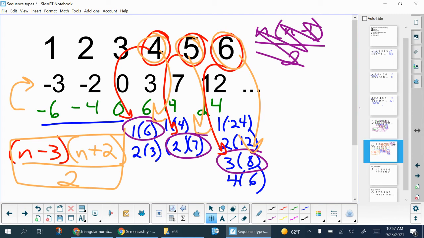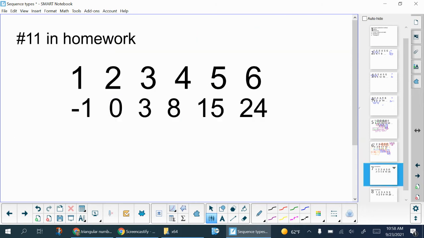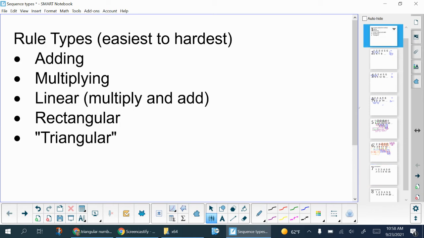Now, when I actually go to try one of these, like this is question 11 in the homework, I'm going to go through that list. I'm going to ask myself, first of all, is it adding? If not, is it multiplying? If not, is it linear? Then I'm going to try to see if it's rectangular, and then I'll go to triangular if I have to.